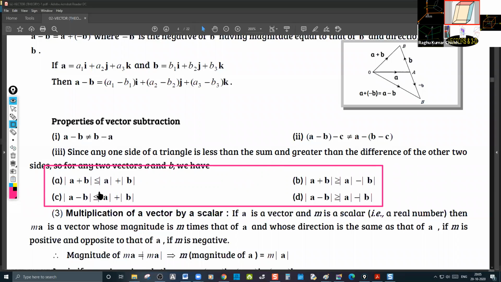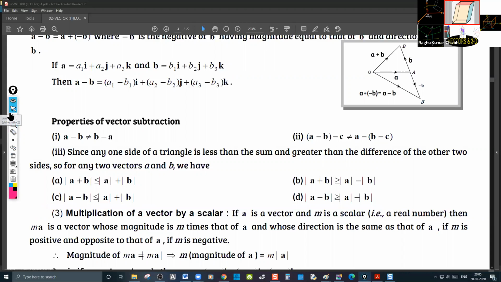Modulus of A bar plus B bar less than or equal to mod A bar plus mod B bar, and modulus of A bar plus B bar greater than or equal to mod A bar minus mod B bar. Modulus of A bar minus B bar less than or equal to mod A bar plus mod B bar. Modulus of A bar minus B bar greater than or equal to mod A bar minus mod B bar. Now, coming to the next part of it, multiplication of a vector by a scalar.